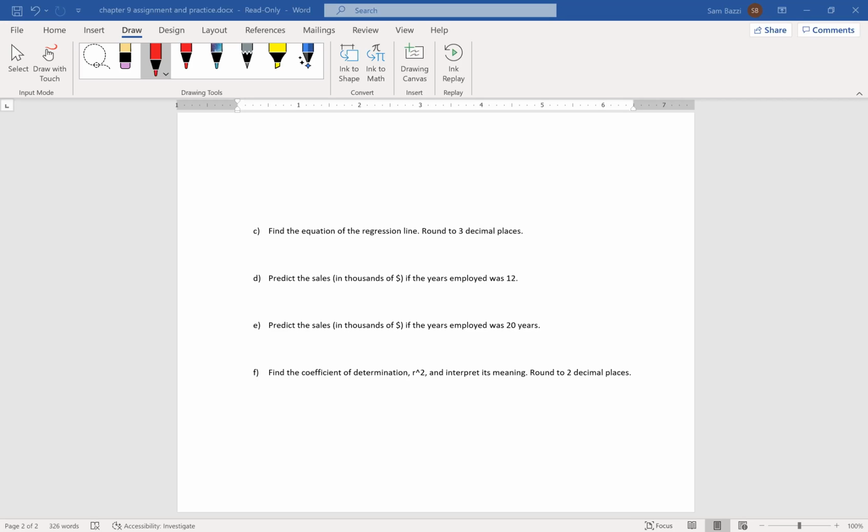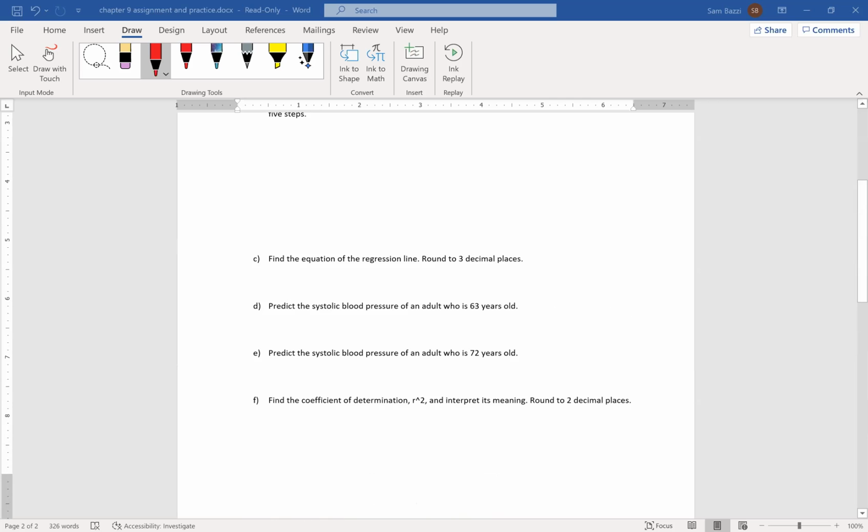Find the coefficient of determination R squared. R squared turned out to be 40%. So you say 40% of the variation in the amount of sales can be explained by the variation in the number of years on the job. So only 40% of the relationship can be explained. That's why it's not a strong relationship. So this is the one. Let me show you now your assignment.